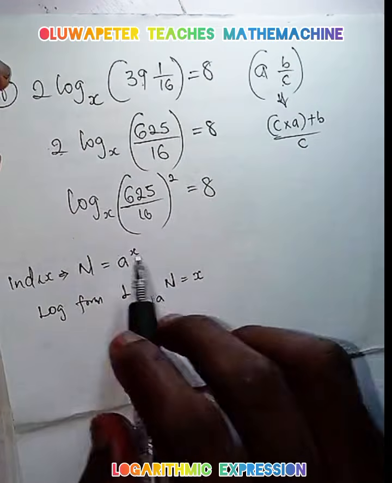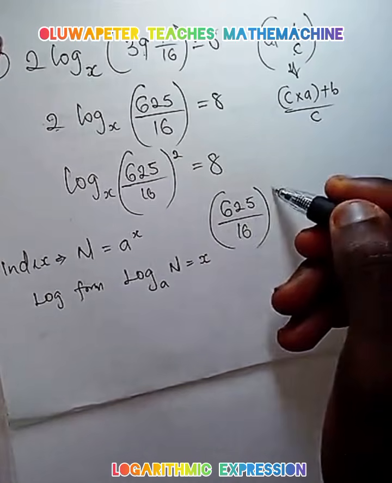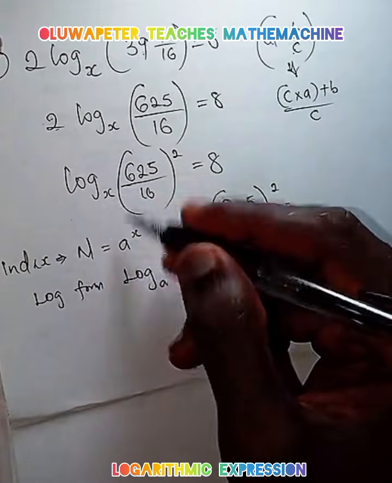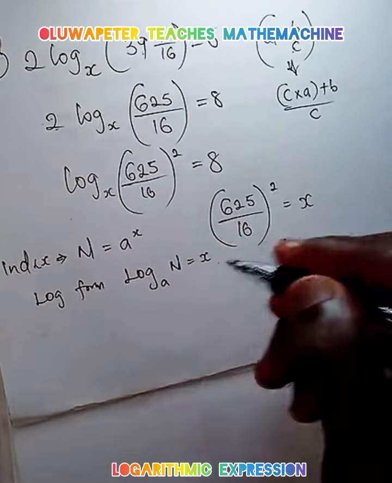Convert this log form now back to what? Index form. So what are we doing? I'll be having 625 over 16 squared equals what? x. Our base a raised to power x. So now this one, a is base x. And then our equals to is 8.